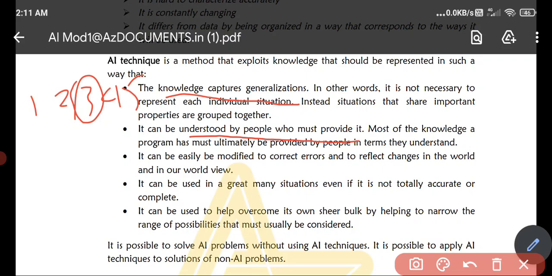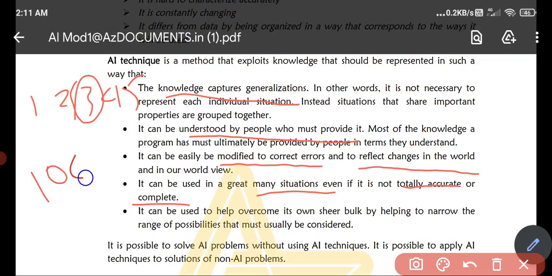And the third step is that the data we have must be modified to correct errors, and the changes must reflect the real world. So the method we follow is modified to correct errors and reflect changes in the world. And the next one is that it will apply to many situations. The solution we are proposing will be applied to many situations, even if it is not totally accurate or complete.